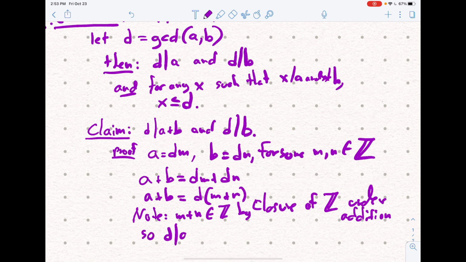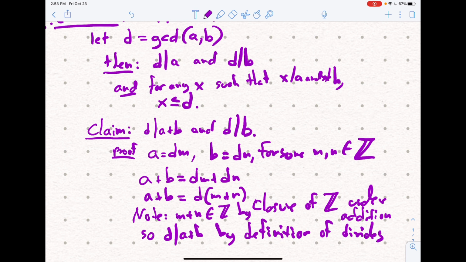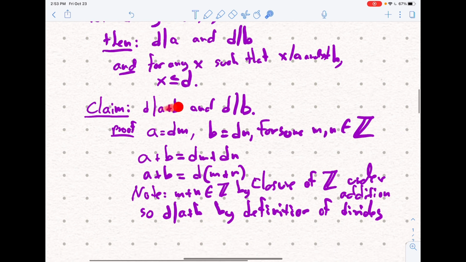So d divides a plus b by the definition of divides. Okay. In this claim, I claimed that d divides a plus b and d divides b. So d divides a plus b, that one I've finished. I've shown d divides a plus b. In order to finish this mini claim, I'm going to prove that d divides b.